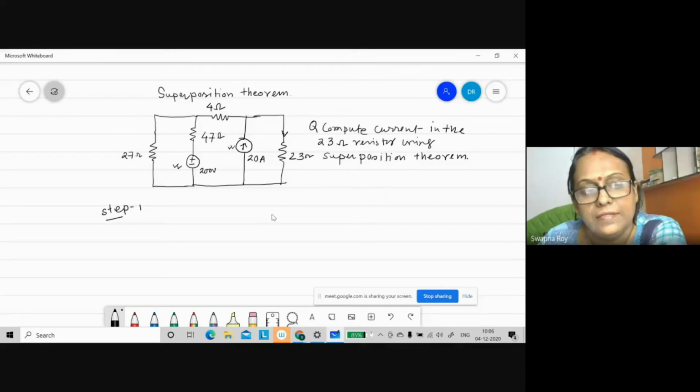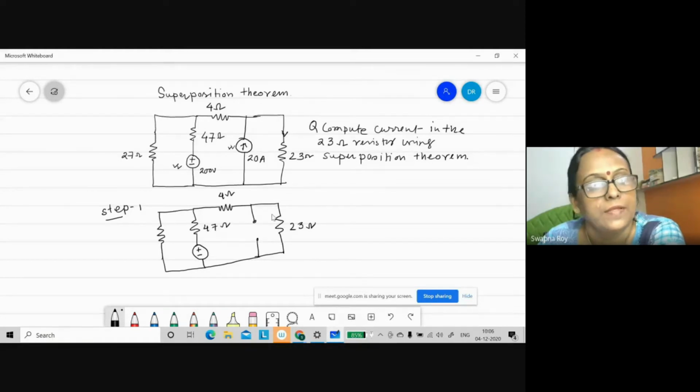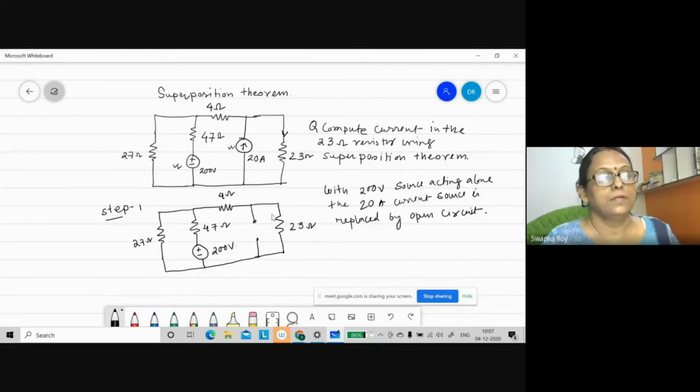So step 1, we'll redraw the circuit and we'll use one source at a time. So we are using the 200 volt source and we'll replace the current source by open circuit. And then we will find the equivalent resistance and accordingly we'll find out the current for the 200 volt source. Just remember, when a voltage source is present, if you want to replace it, you have to make it short circuit. When a current source is there, you have to make it open circuit.